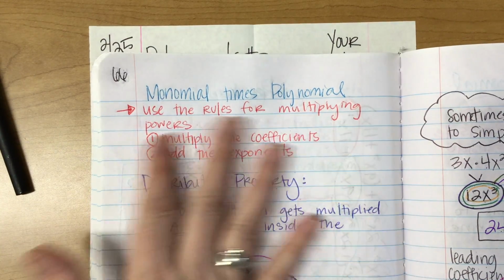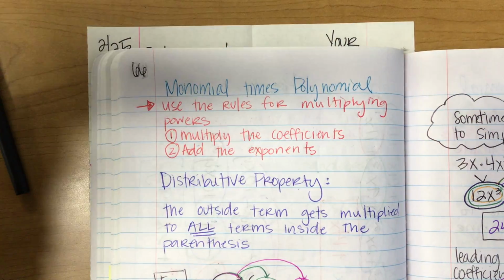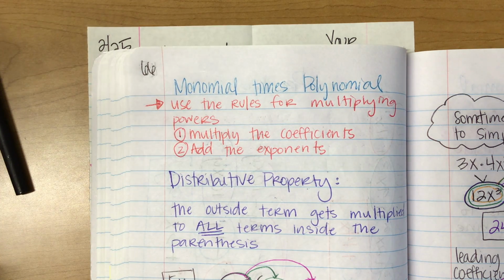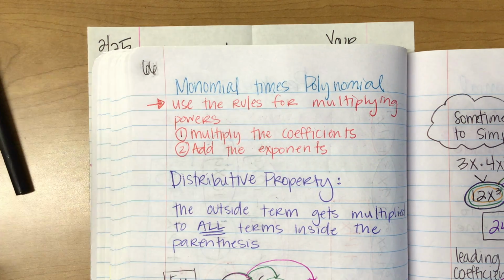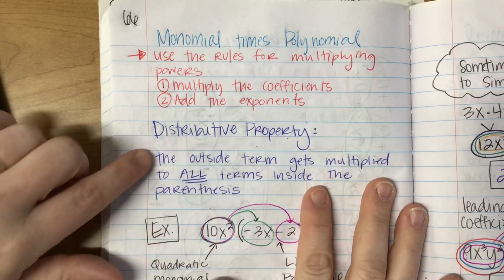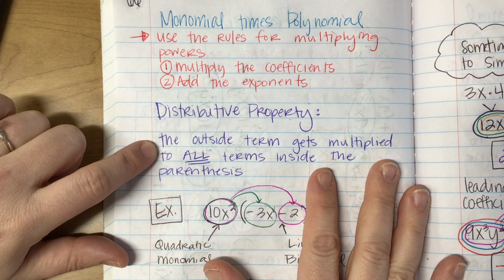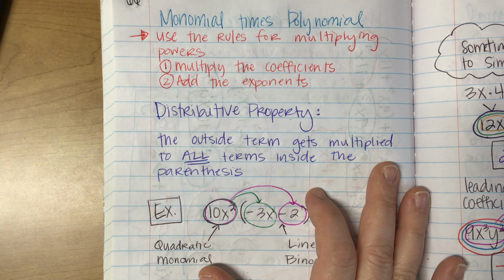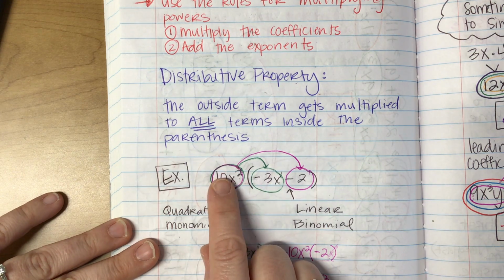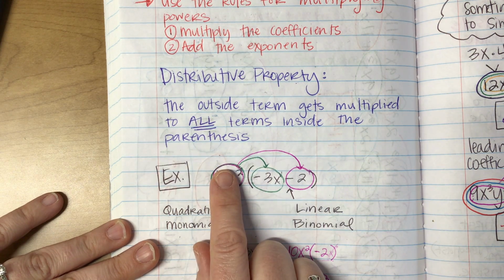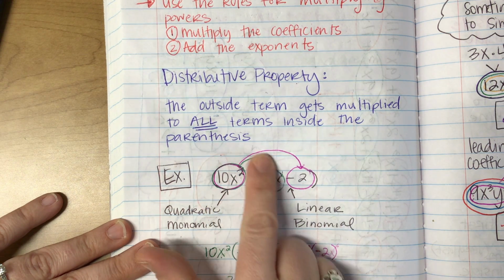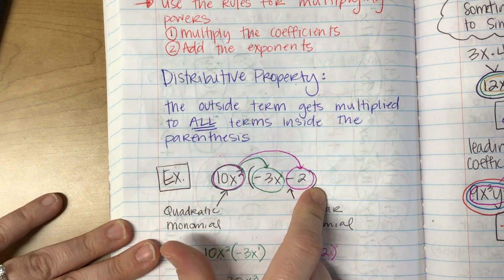Monomial times a polynomial. We just use those rules of multiplying powers, what we did in our last unit. We multiply the coefficients, we add the exponents. It's the distributive property. It's when you take this outside term and multiply it to all of the inside terms. So here's my monomial times a binomial. I just take the outside term and multiply.